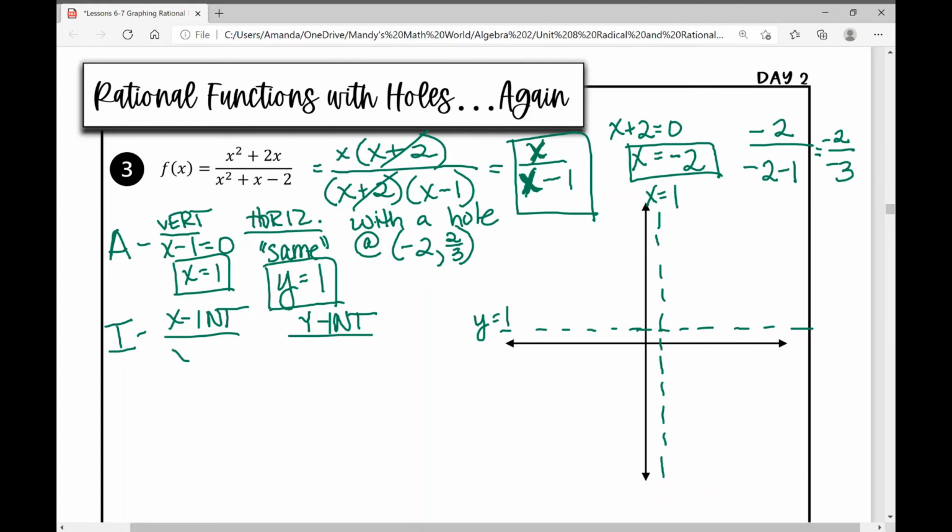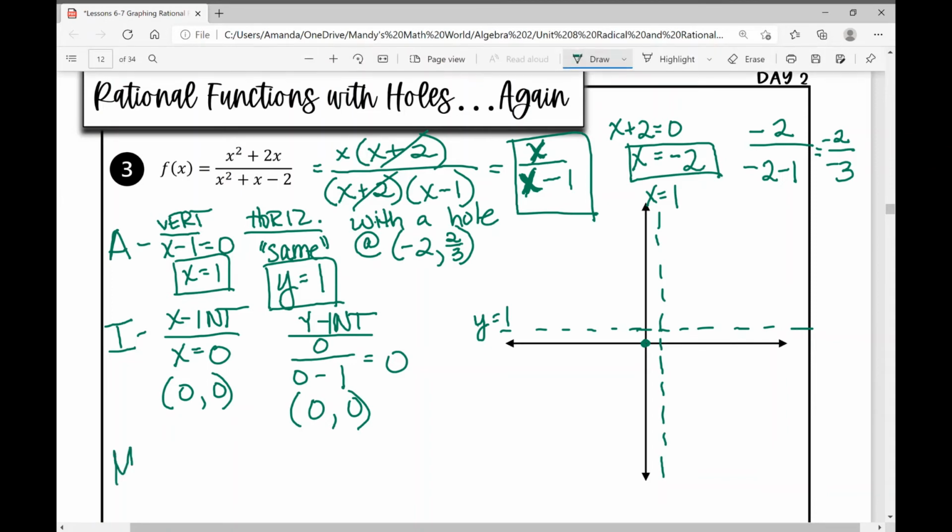So x equals 0, which is just 0, 0. So that x-intercept is the solution to the top. The y-intercept is when x is 0. So if I plug in 0 for x, well, that's just 0 divided by -1, which is just 0. So my x-intercept and my y-intercept are the same right here.